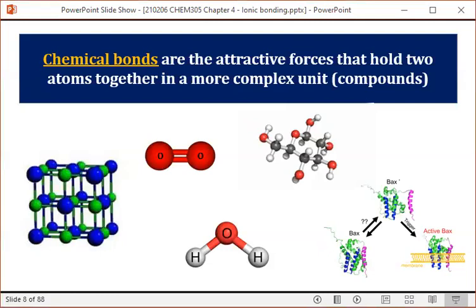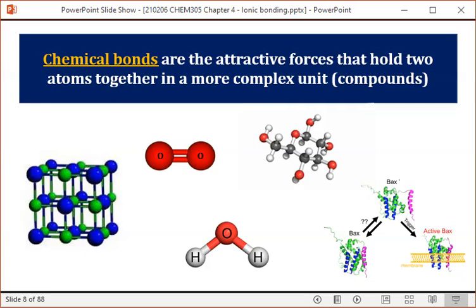So chemical bonds are the attractive forces that hold two atoms together in a more complex unit, in a compound. Chemical bonds can be caused by oppositely charged ions coming together, like in an ionic compound, to make these arrays of alternating positively and negatively charged ions. And chemical bonds can also be formed in molecular covalent compounds when atoms share electrons, and the sharing of electrons causes that attraction between the two atoms and pulls them close together into a chemical bond.